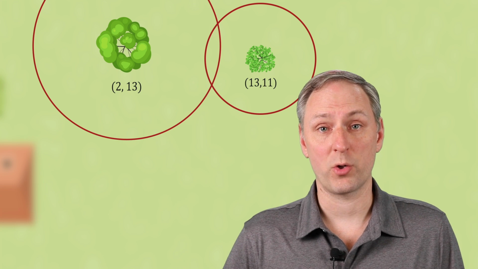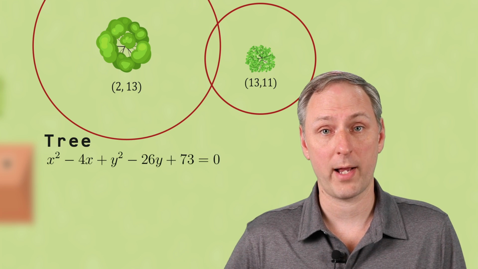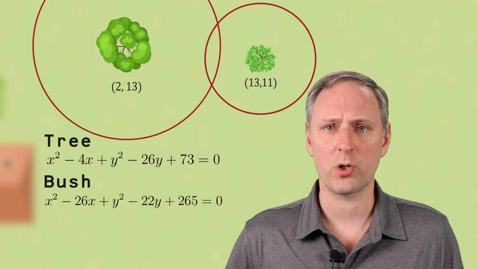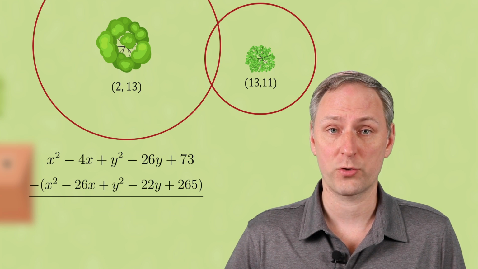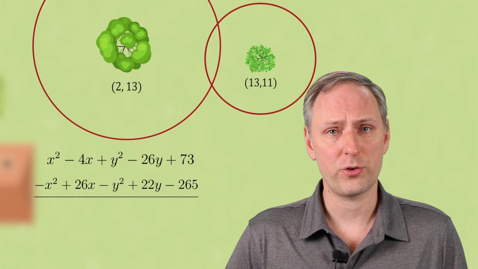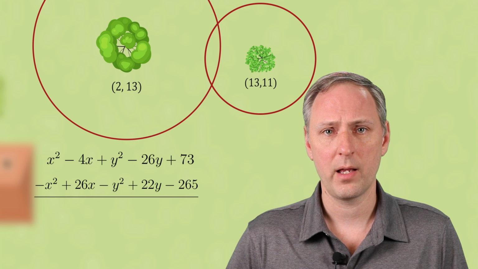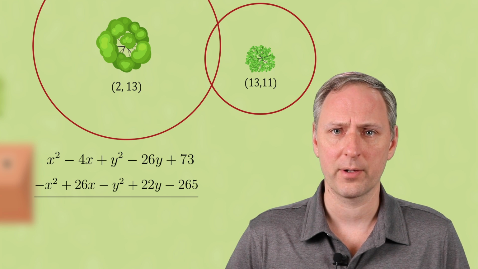We now have two equations, one for the circle around the tree and the other for the circle around the bush. We can subtract the bush equation from the tree equation. We first distribute the negative sign and then add like terms together.